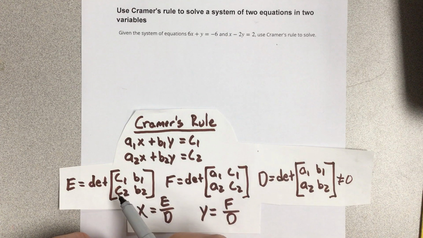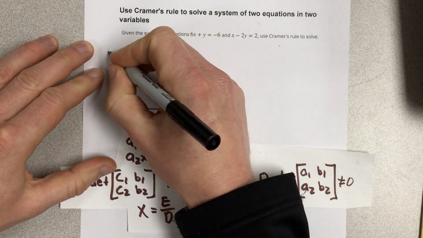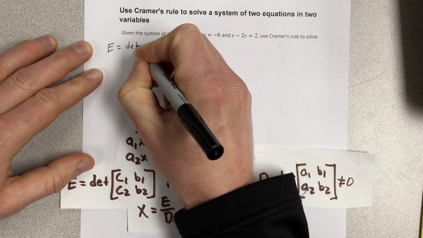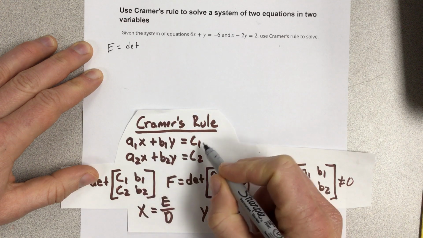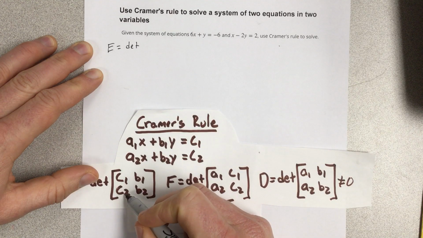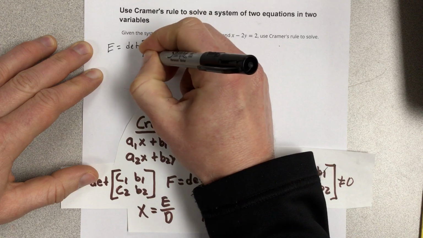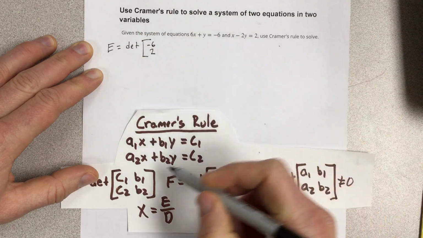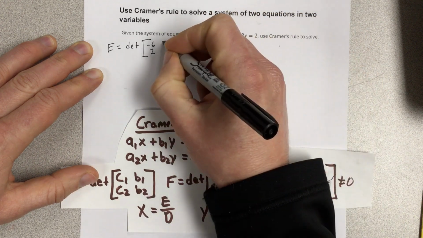So we're going to go ahead and write down that one matrix, we're going to say E is equal to the determinant of C1, C2, B1, B2. So for us, that would be -6 and 2 for the C1 and the C2. So determinant of -6 and 2. And then the B1, B2 would be 1 and -2. So we're going to say 1 and -2.